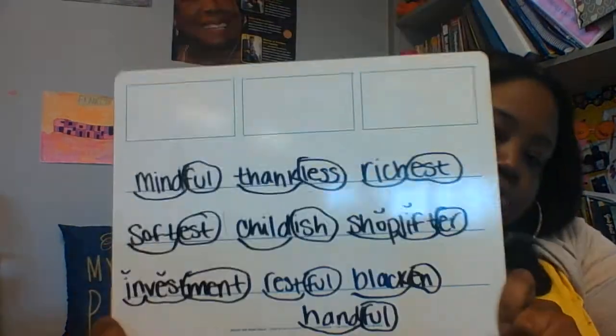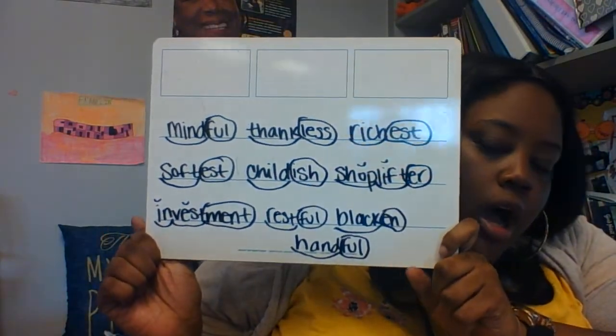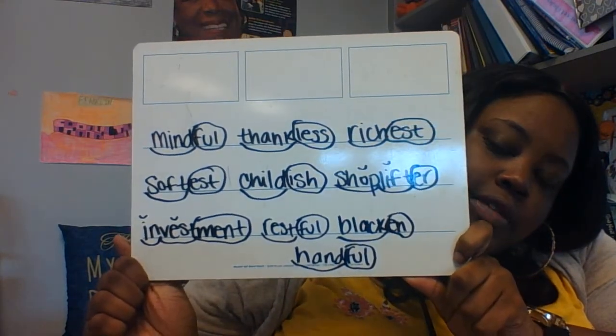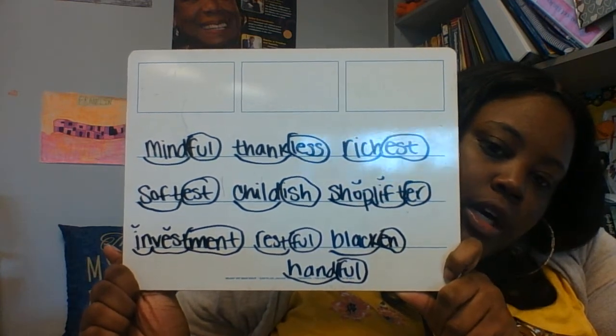Okay, this is what you should have marked. Miss Franklin cheated. She did not write the whole phrase. Ha ha ha. Just the words that have the suffixes. Pause your screen if you need to. These are the words that should be marked.